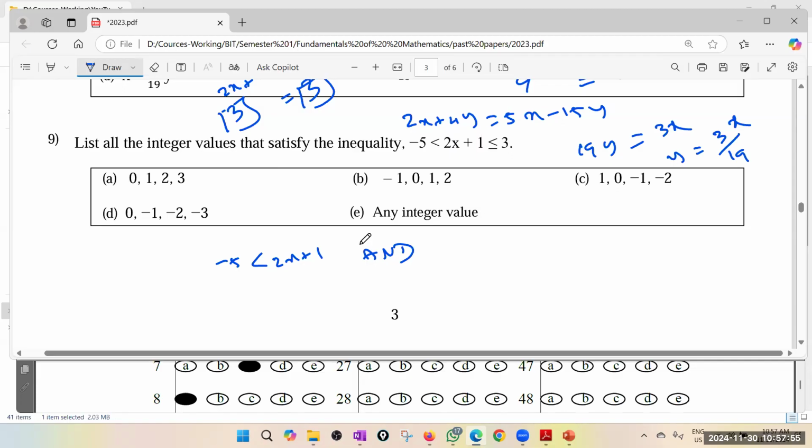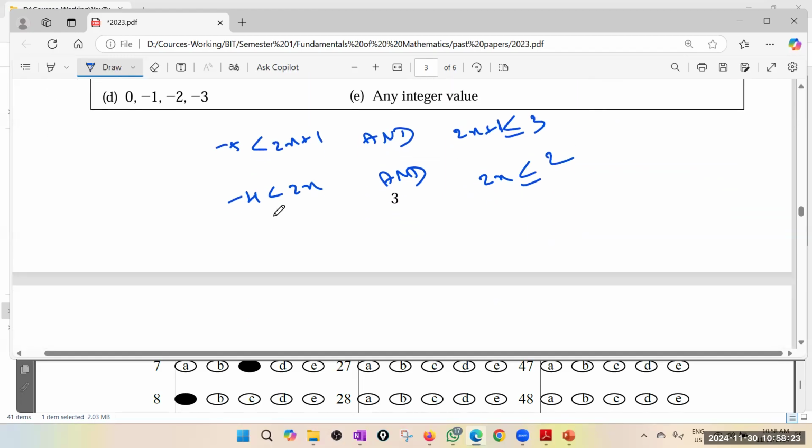And 2x plus 1 less than or equal to 3. So now I have two inequalities. Let's solve this one. I will take this to this one. Minus 5 minus 1 is minus 4 less than 2x. And this is 2x plus 1 less than or equal to 3. That is 2x less than or equal to 2. So that is minus 2. That is x greater than minus 2, and x less than or equal to 1.